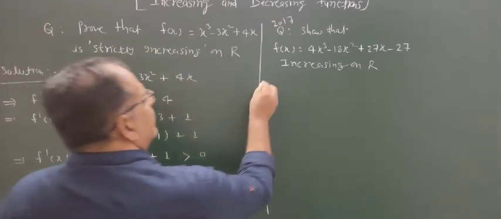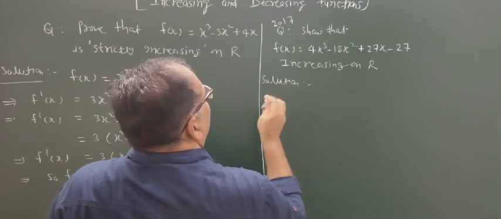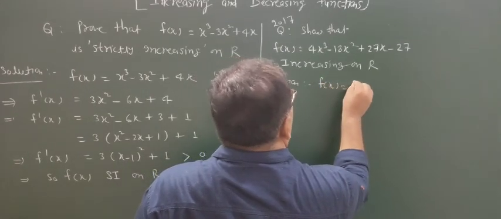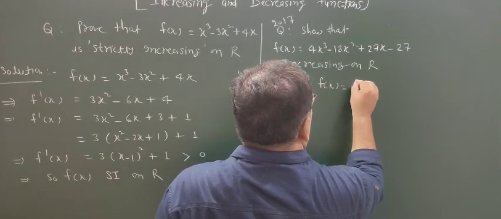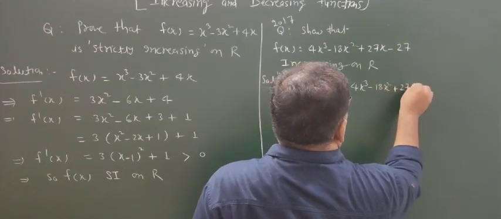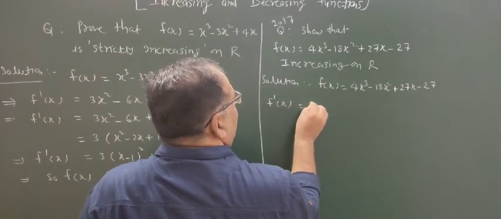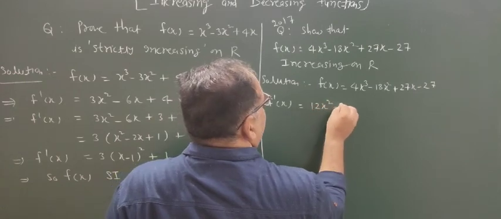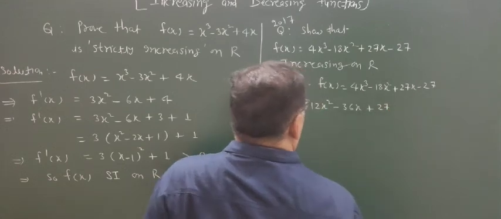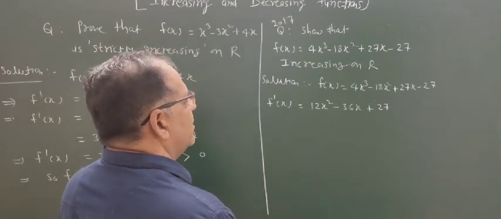Now in the second question, we want to show that the given function is increasing on R. So again f(x) equal to 4x cube minus 18x square plus 27x minus 27. Differentiate. So f dash x equal to 12x square minus 36x plus 27.